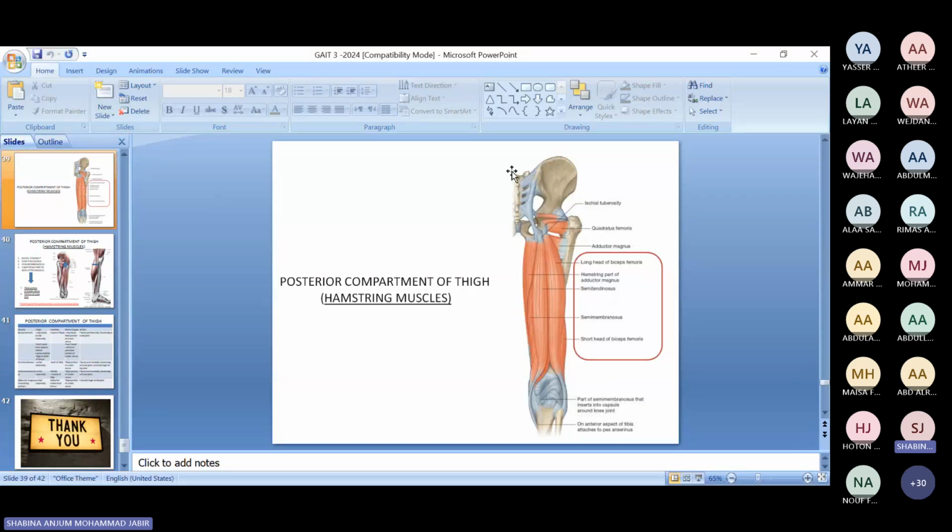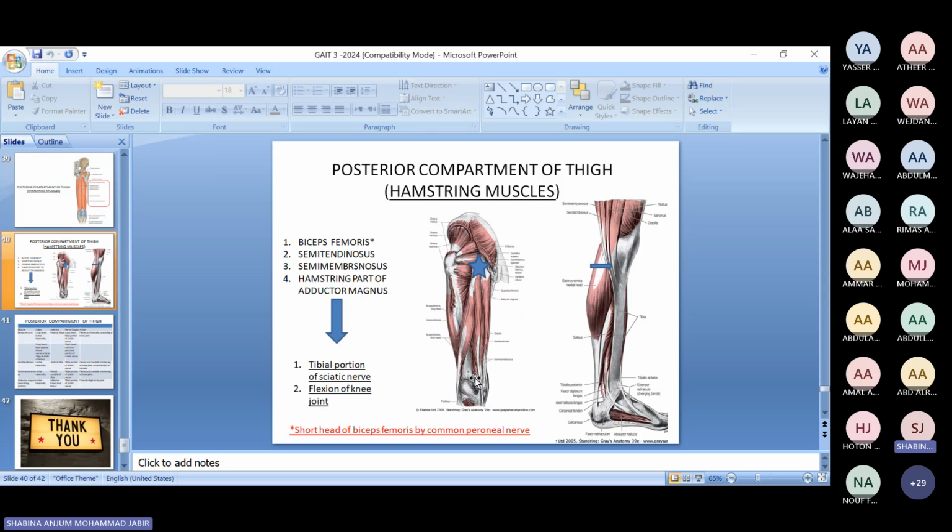So we have the hamstring muscles which are present posteriorly. In this picture, you have cut the gluteal region completely. There is no gluteus maximus, medius, or minimus. Only you can see some small lateral rotators, and this group of muscles which is coming from a common origin, which is called the ischial tuberosity. But if you see lower down, the insertion is not common.